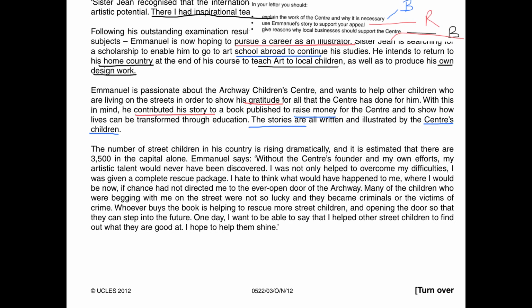Okay, so there's some more stuff about the work of the centre. Massive number of children to help.